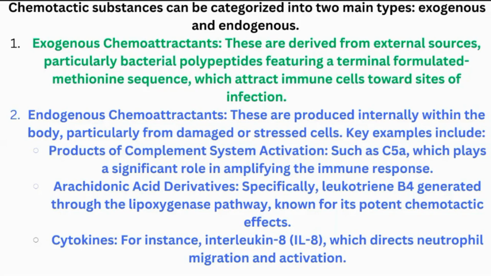Now, endogenous chemoattractants are produced within the body, particularly from stressed cells, from the cells which are damaged. For example, we have the products of complement system activation, such as C5a, which plays a crucial role in amplifying the immune response. We also have arachidonic acid derivatives, leukotrienes. These are generated through the lipoxygenase pathway, and they are known for their potent chemotactic effects.